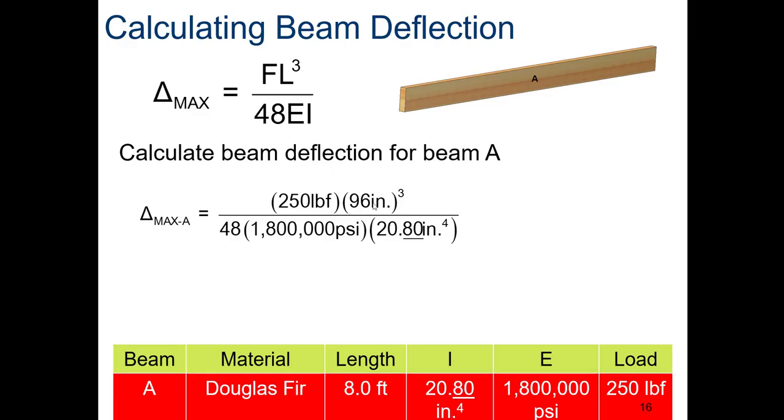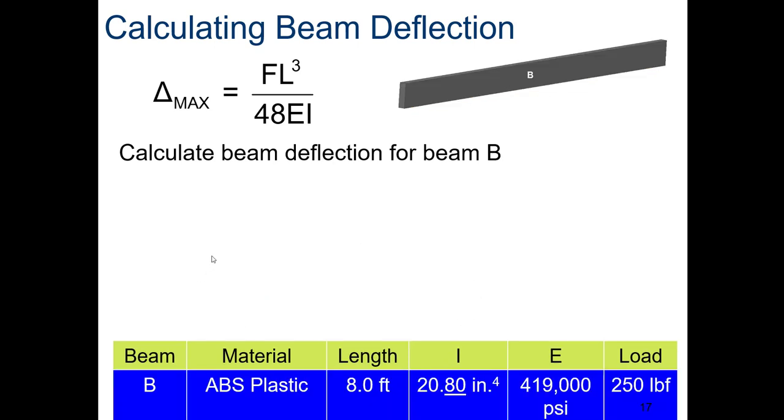All right, so we do the math. Notice they have 96 inches cubed times 250 pounds. So length was converted to inches cubed times 250, divided by 48 times E. E was given, 1.8 million or 1,800,000, times I. Right, and we have I. We could have calculated I, but they gave it to us. So we're basically saying that this board is going to bend in the middle 0.12 inches.